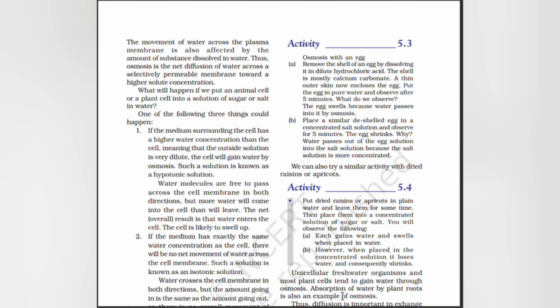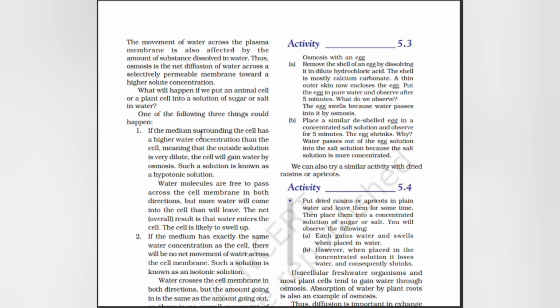Thus, osmosis is a net diffusion of water across the selectively permeable membrane toward a higher solute concentration. What will happen if we put an animal cell or a plant cell into a solution of sugar or salt in water? One of the following three things could happen.